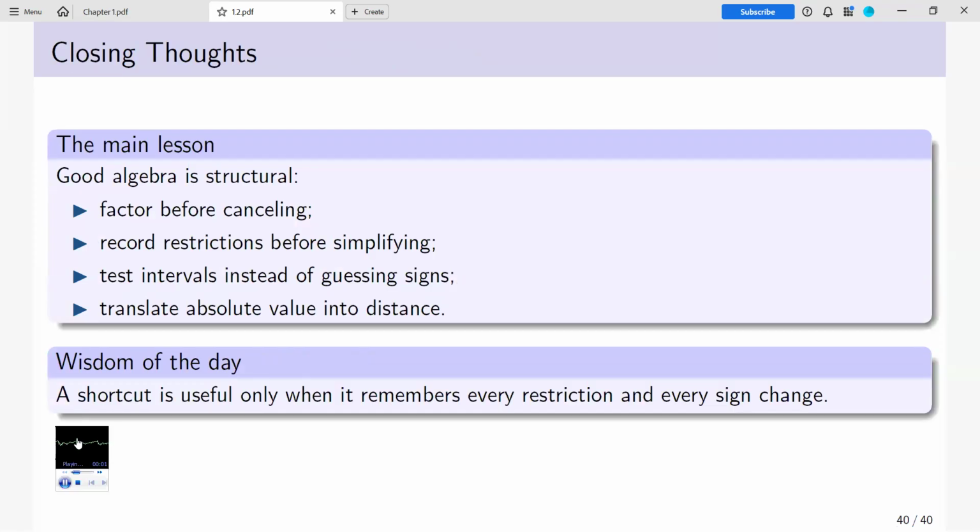That completes section 1.2. Focus on the structure of each expression rather than memorizing disconnected tricks. A shortcut that loses a restriction is merely a scenic route to the wrong answer.